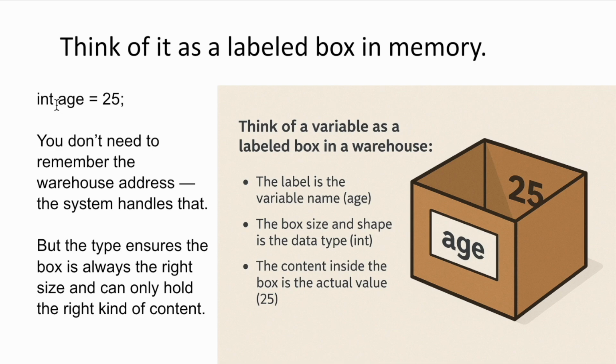When you write int age equals 25, the label is the variable's name, age. The size and shape of the box is determined by the variable's data type, int. In this case, int is 4 bytes, double is 8 bytes. And the contents of the box are the value stored at that point in time, which is 25.